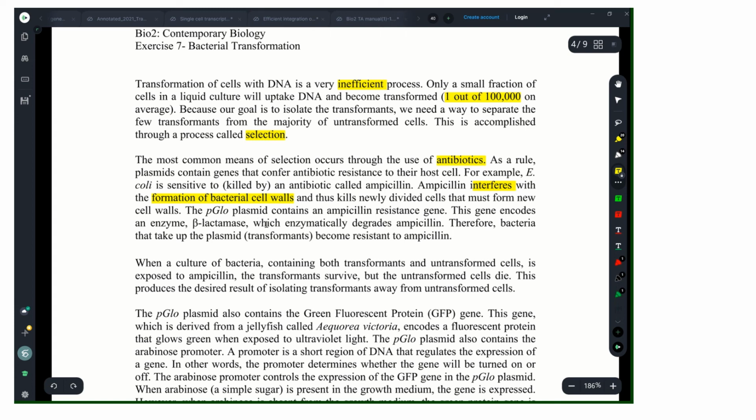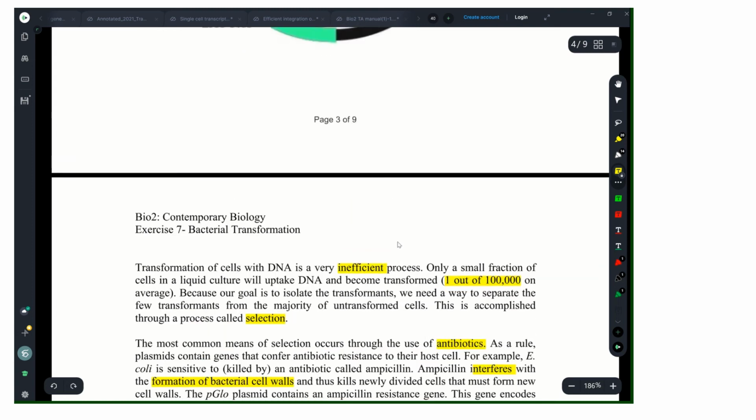Okay, so the pGlo plasmid contains an ampicillin-resistant gene. This gene encodes an enzyme called beta-lactamase, which enzymatically degrades ampicillin. So that's how the bacteria E. coli will become resistant to ampicillin, because the gene encodes a protein that is called beta-lactamase, and that enzyme will enzymatically degrade ampicillin. Therefore, bacteria that take up the plasmid, or the transformants, become resistant to ampicillin.